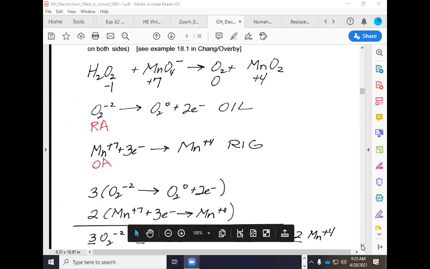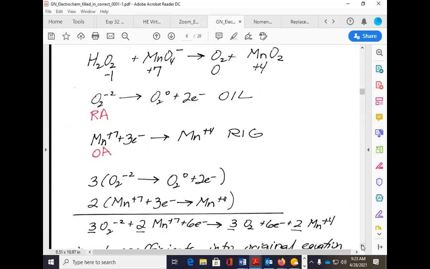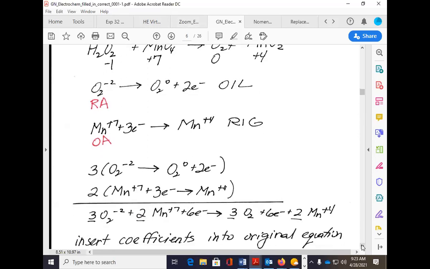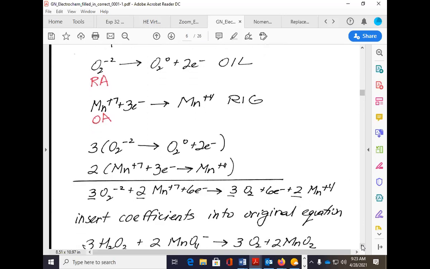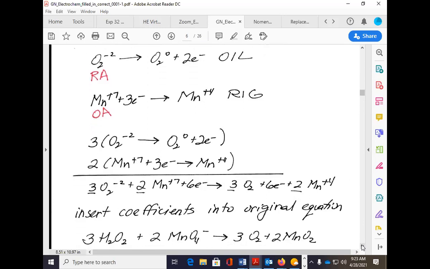Okay, so now we have a few more steps. We're going to insert the coefficients into our original equation. And this was our original equation.